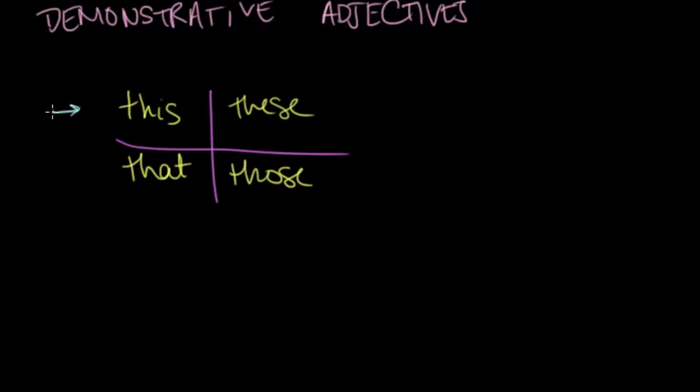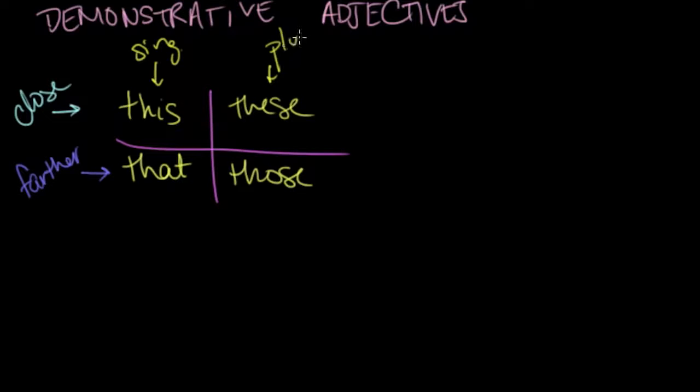So in this row here, we have things that are close to you, this chair, these buttons, I don't know. And then in this row we have things that are a little bit farther away, that chair, those buttons. And then in this column we have singular, and in this column we have plural. So I did this to show you that the English and Spanish demonstratives are very similar in the way they are used, because in Spanish you can actually do the exact same thing.